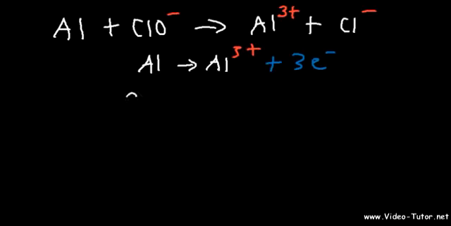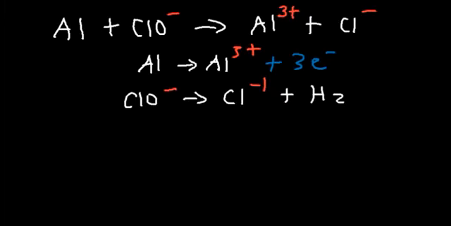Next, let's look at hypochlorite. For this one, we have to balance the number of atoms before we can balance the charge. We have one oxygen atom on the left, so we have to add H2O to the right side. Now we have two hydrogens on the right side, so we have to add 2H plus on the left side. So now the number of atoms are balanced.